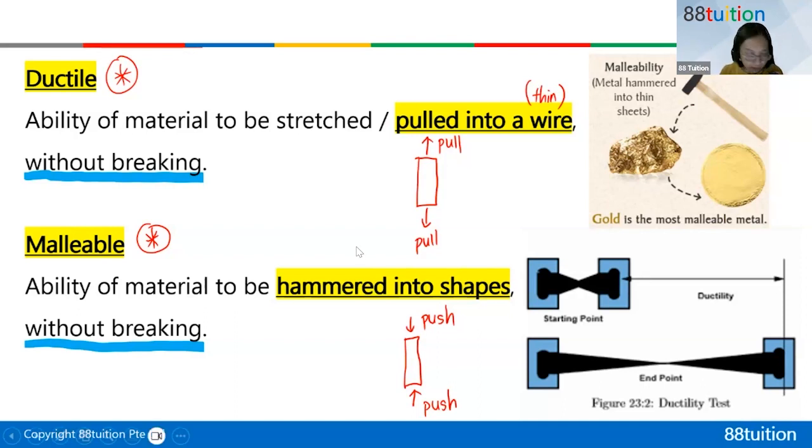So gold is the most malleable metal. You see here, this is a piece of gold. If you can find it from under the ground, you are rich. Gold is a natural metal. If you take a hammer, you hammer until it becomes a flat piece of gold foil. That means it's malleable. So malleable is hammer. You're pushing in, you're pressing it in.